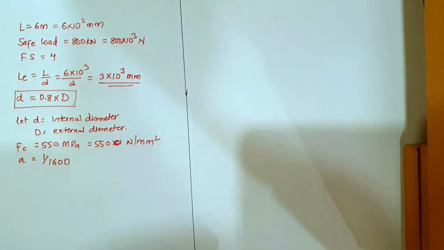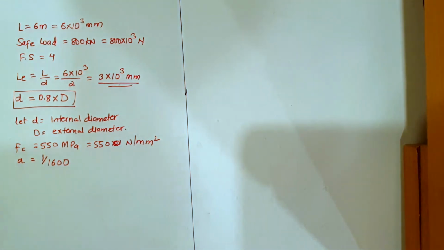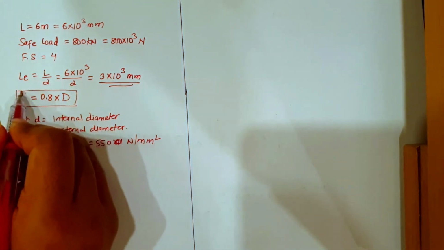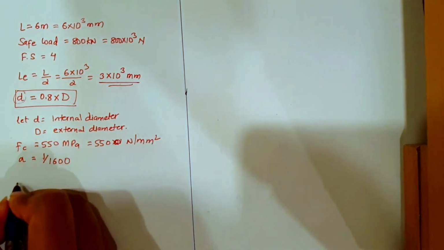Okay, and now we need to find d here. So let's see how we can find this d. Let us find the area of this hollow circular section.